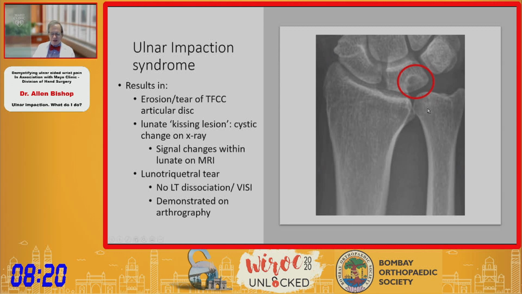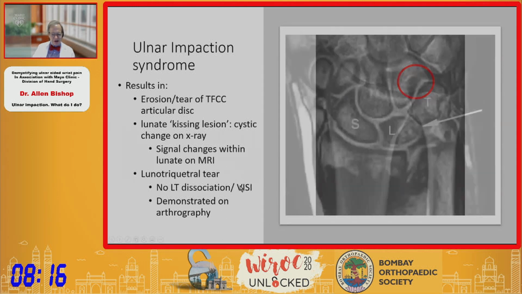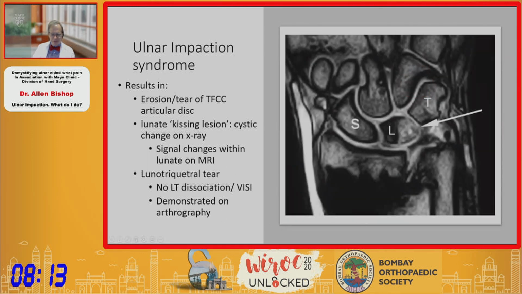There may be a kissing lesion, as you see here in the lunate. Signal changes on the MRI correspond to that. There may be a non-dissociative lunotriquetral tear, and very, very rarely a VISI deformity consistent with an LT dissociation.